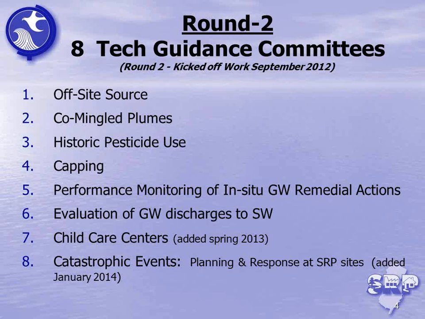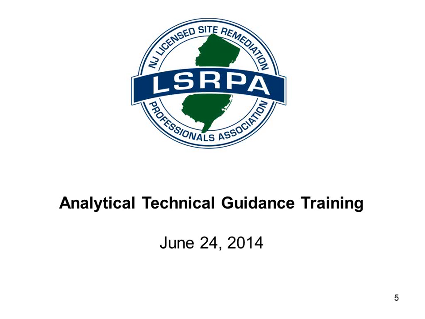We also started catastrophic events planning and response at SRP sites. That was added in January 2014. Of course, that was in response to a lot of the problems we encountered after Superstorm Sandy. A lot of our sites were not prepared to deal with the impact of that storm. What we're trying to do is to better plan, better anticipate, not just storms, but any catastrophic event as far as communications, chain of command, that kind of thing. And that document is actually going full steam ahead, and hopefully that will assist us later on down the road.